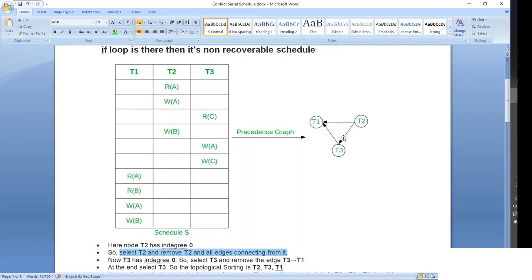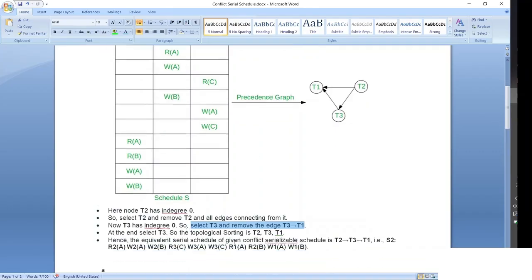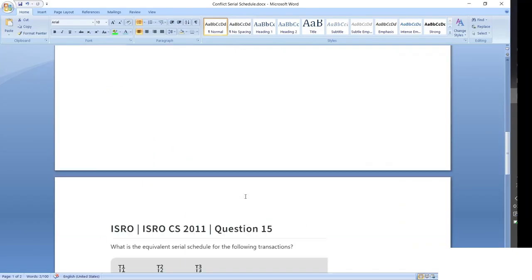Then this arrow is removed, so the in-degree of T3 will be 0. So again T3 will have in-degree 0. So select T3 and remove the edge. So this T3 edge will also be removed. Now T3 to T1. So I will have a graph here: T2, then T3, then T1. Like this. Okay.